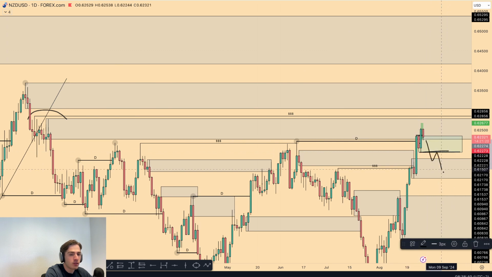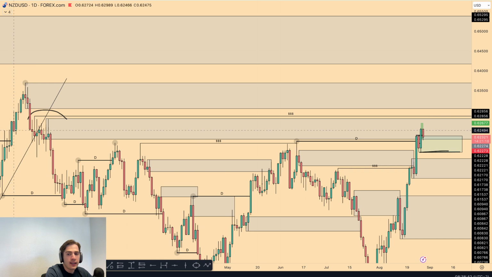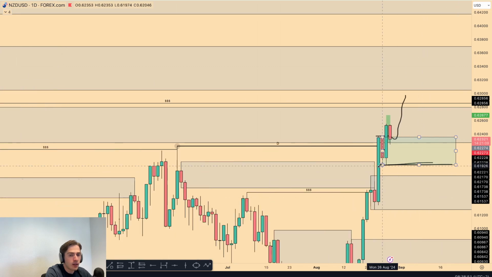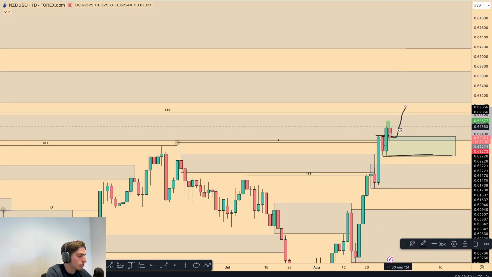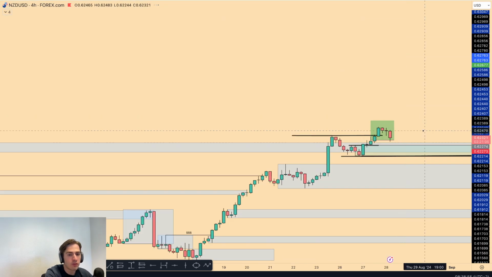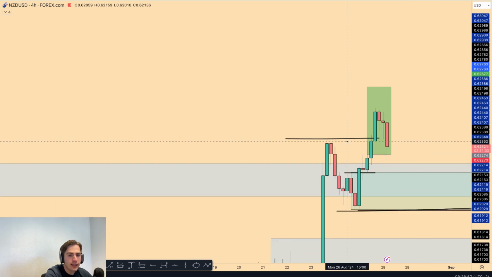If we break that daily fractal low, okay, happy to look for some more shorts. If not, and we just follow the daily order flow, we could just move up to this liquidity high over here. And then from there, we'll look for high probability sells again. But again, I'm just following the overall order flow. We do not want to trade against order flow. That is very important. And then again, look here on the 4-hour time frame.